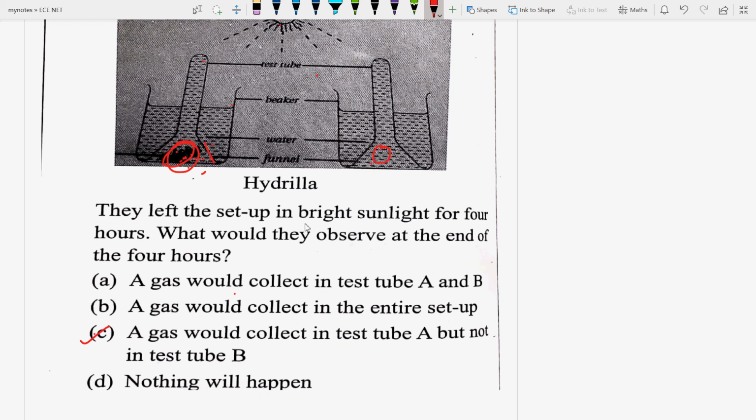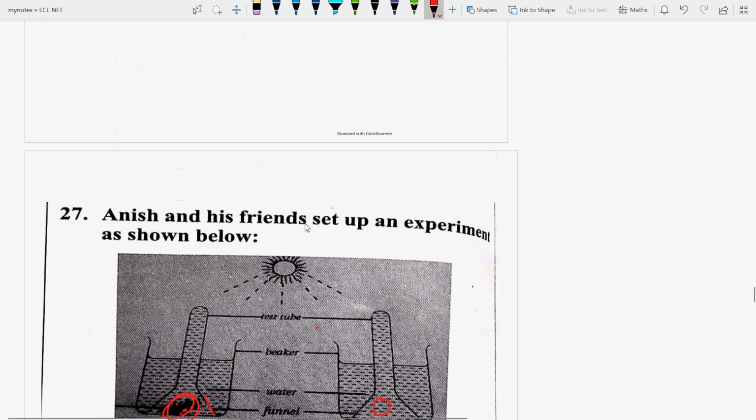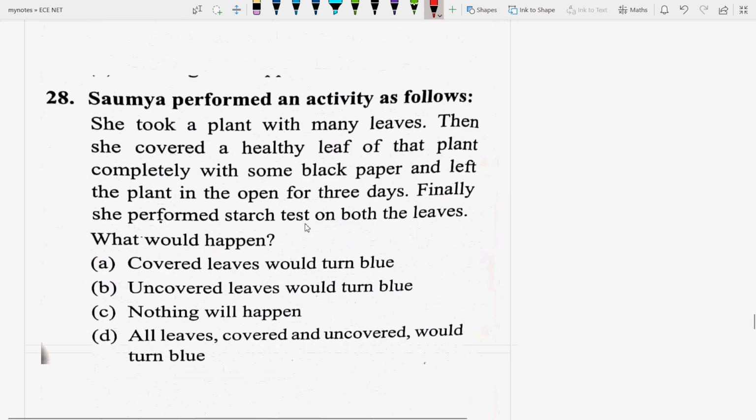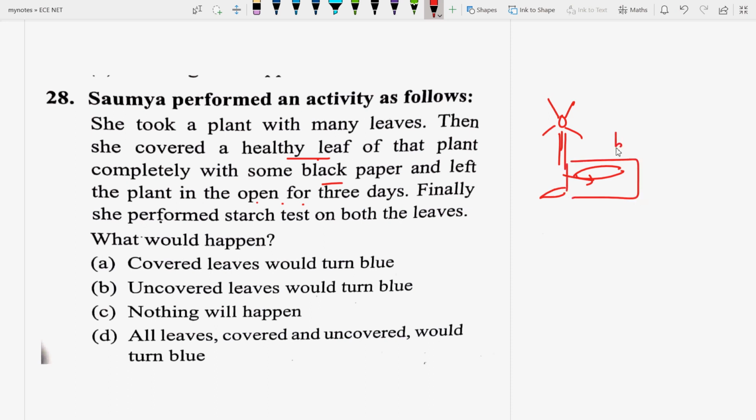So next question is, Soumya performed an activity as follows. She took a plant with many leaves, then she covered a healthy leaf of that plant with some black paper and left the plant in the open for 3 days. She covered a healthy leaf. For example, it's a plant. She took a plant with many leaves, and she covered one healthy leaf with black paper and left it open for the 3 days. Finally, she performed a starch test on both the leaves. What would happen?